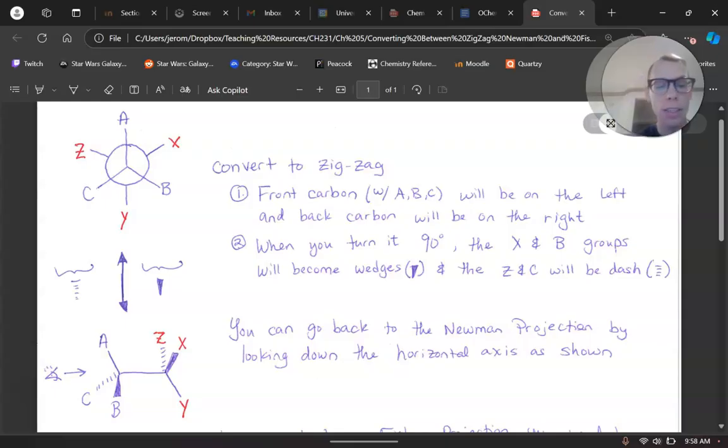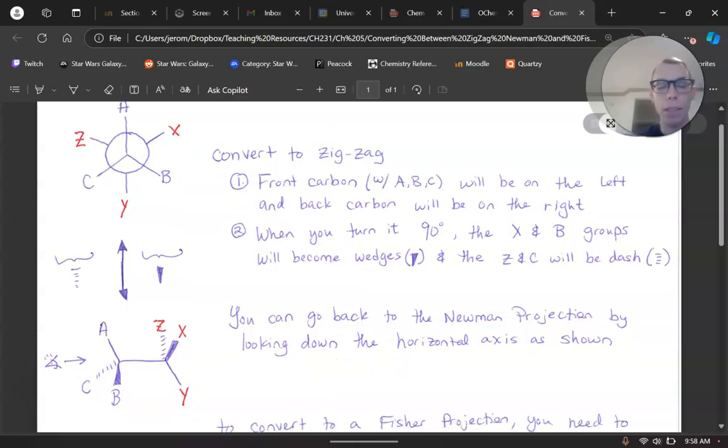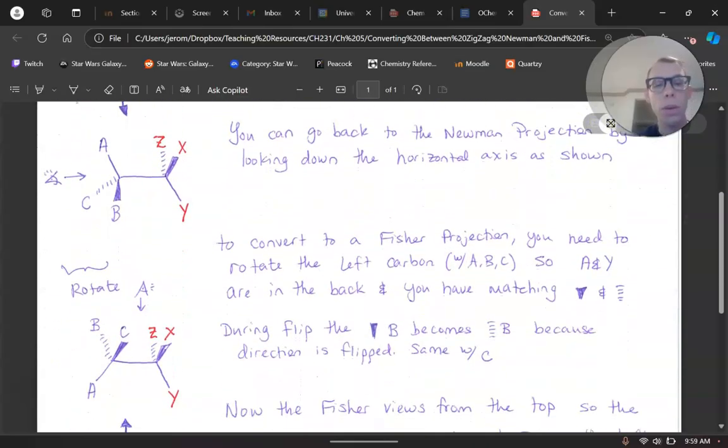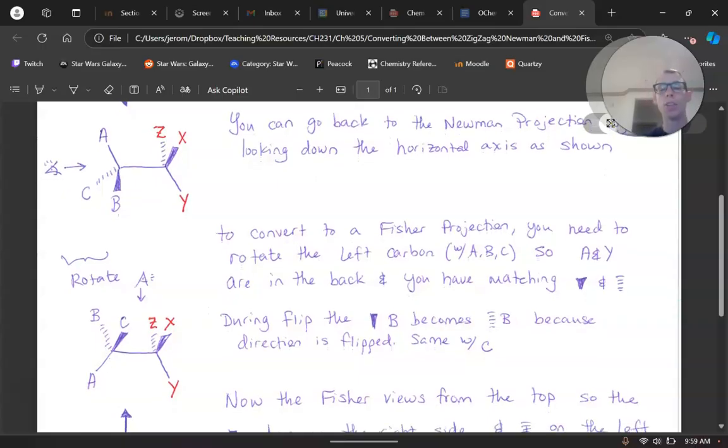And in this case, X and Z, if we view from the top, are coming out at us, but C and B would be going away from us. So when we're converting a zigzag into a Fisher projection, one of the things we need to do is rotate it.